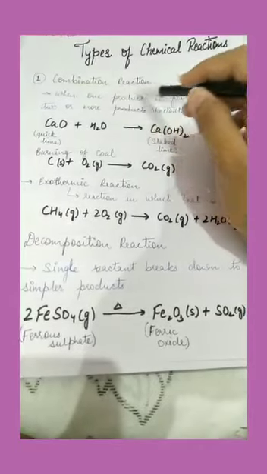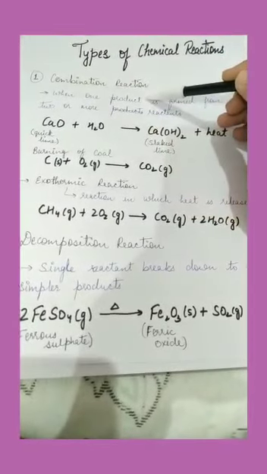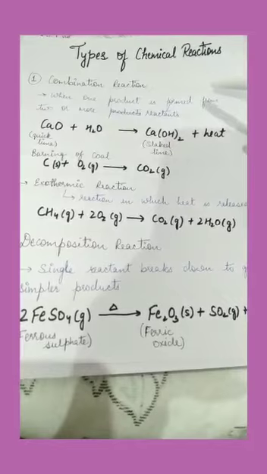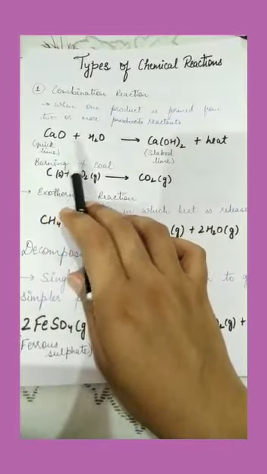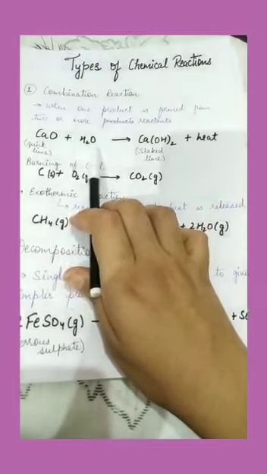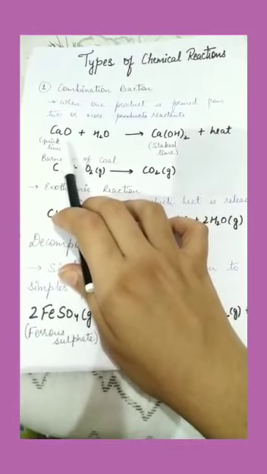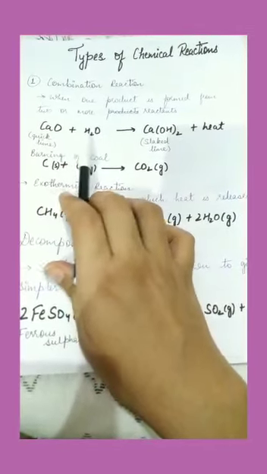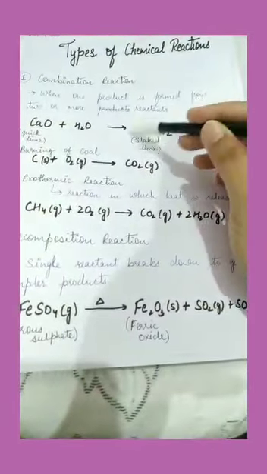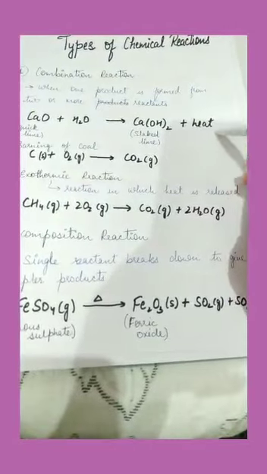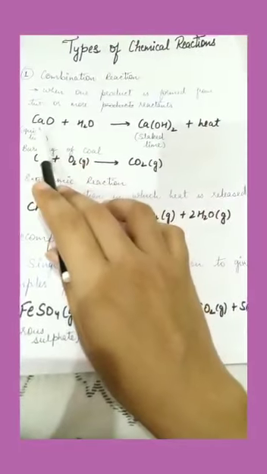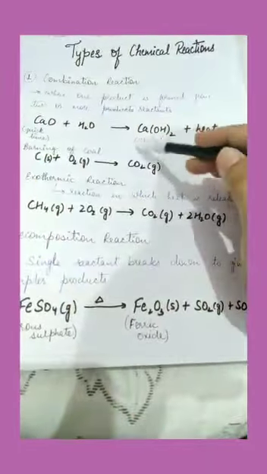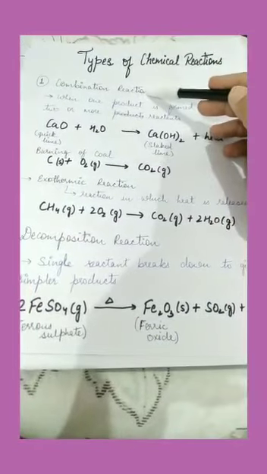First one is combination reaction. In the combination reaction, one product is formed from two or more reactants. I am taking the example of calcium oxide and water. Calcium oxide is also called quicklime. So calcium oxide and water, there are two reactants and one product is formed. And heat is released. So when two reactants combine to form a single product, it is a combination reaction.